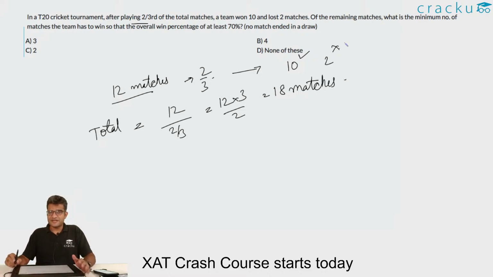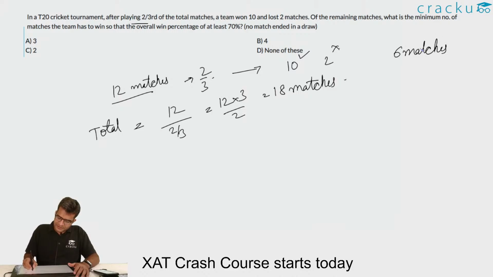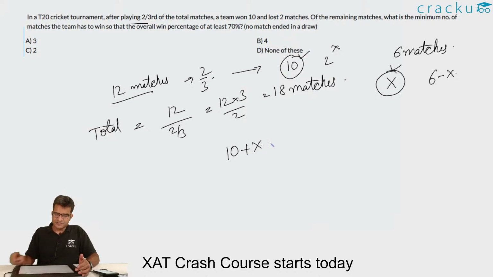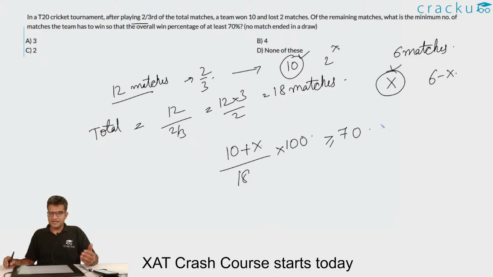In the remaining 6 matches, suppose it wins X matches and it will lose 6 minus X matches. So the total number of wins will be 10 plus X. And the percentage of wins will be (10 plus X) divided by 18 into 100. This we are told has to be greater than or equal to 70%. Using this we can calculate the value of X.